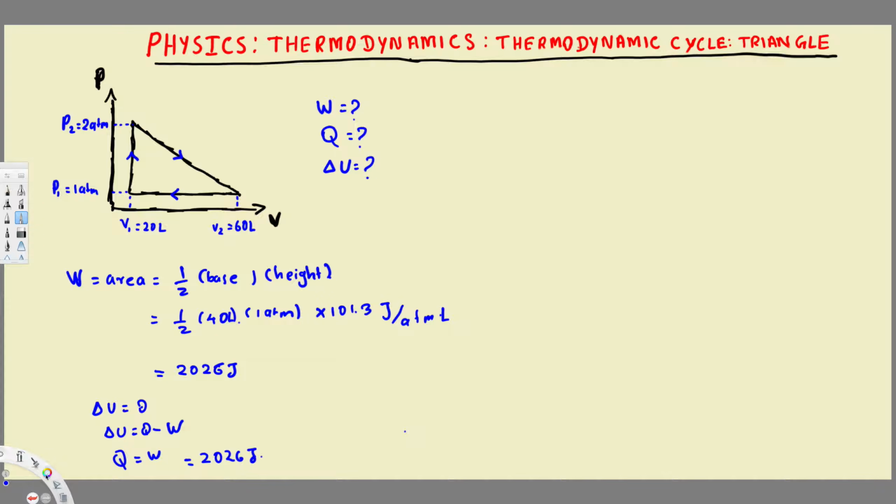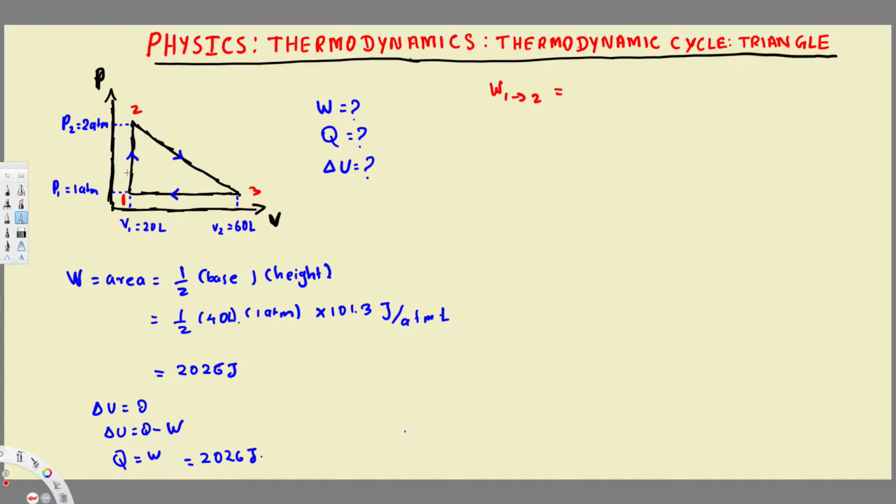So let's see how we can find this for each process. Let's look at 1 to 2. Let's say this is 1. Let's choose a different color. So this is 1, 2, 3. So let's see how we can find this for each process. W 1 to 2, right? For 1 to 2, what's going to be the value?